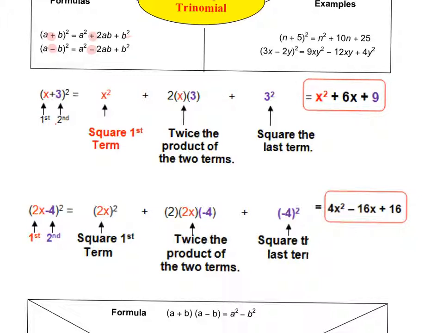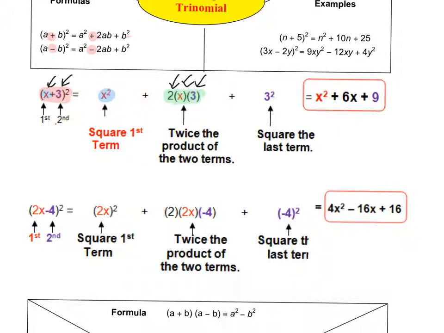If it starts with a subtraction sign, the first operation will be minus. So let's take a look at it. If you do x plus 3 in parentheses squared, that means you take the a term, the first term, x, and you square it, x squared. Then for the 2 times x times 3, that 2 is going to be there every single time because the formula is twice ab. So it's going to be 2 times a, which is x, times b, which is 3. So that's where these came from.